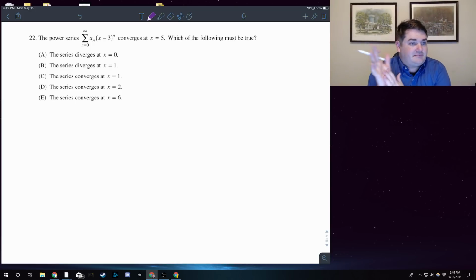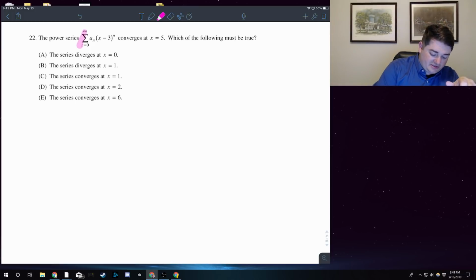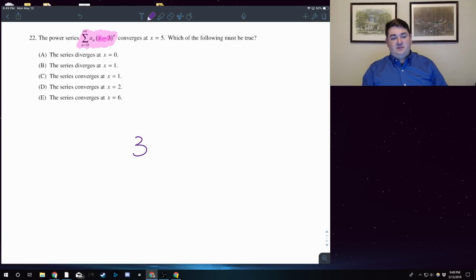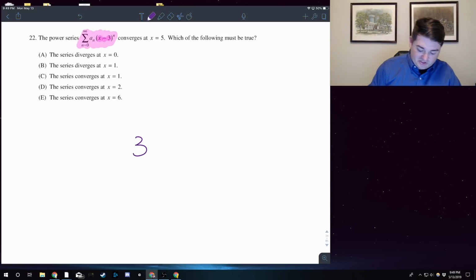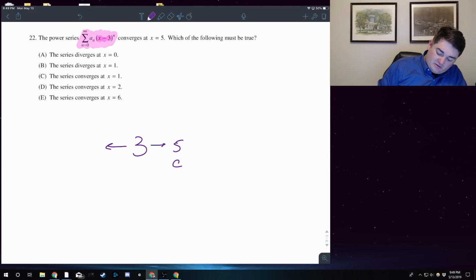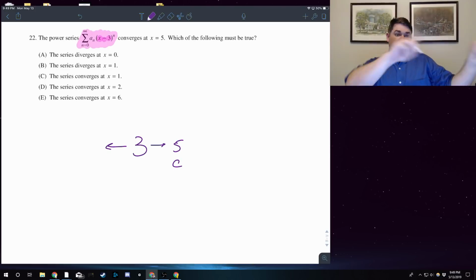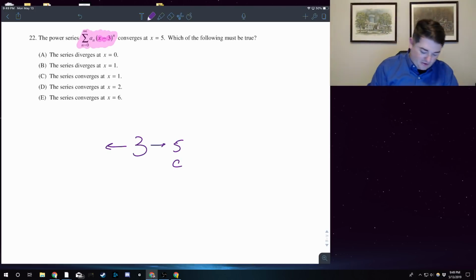So let's look at this one though. When you look at this power series, you can see where it is centered. This is x minus c, so it's centered at 3. So there's the center of my interval of convergence. I don't know how wide it goes, but I know it converges at 5. So what does that tell me? Well, 5 was 2 in that direction. So what's 2 in the other direction? That would be 1. Does it converge or diverge at 1?